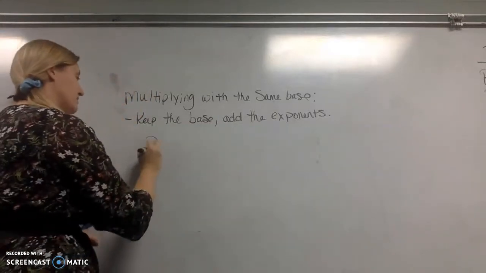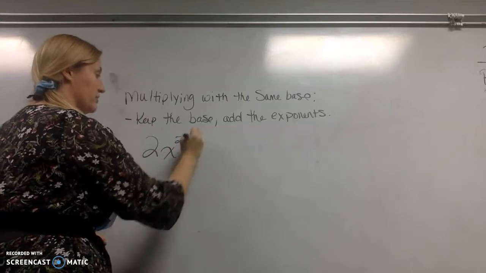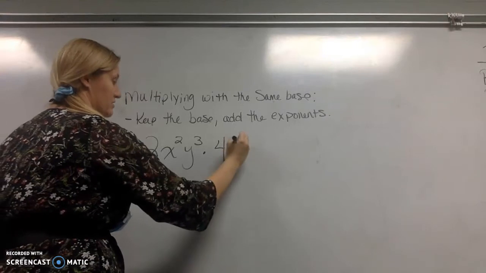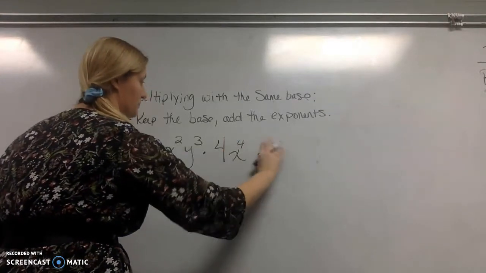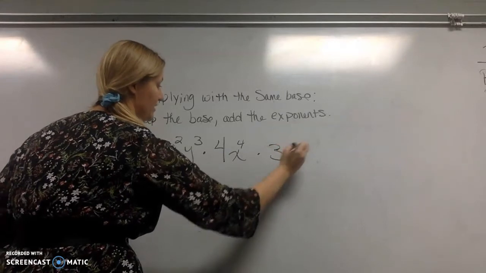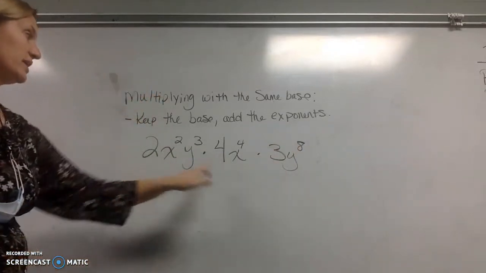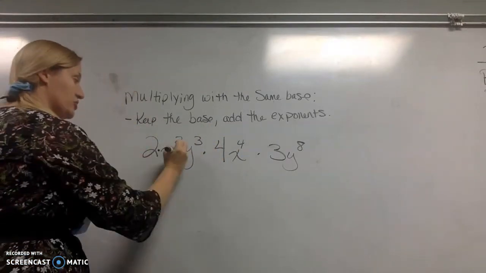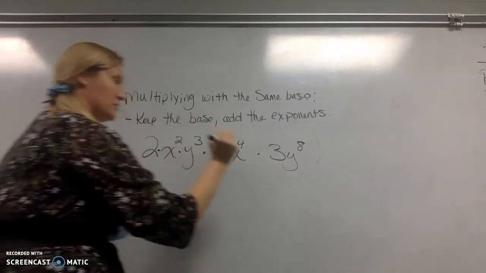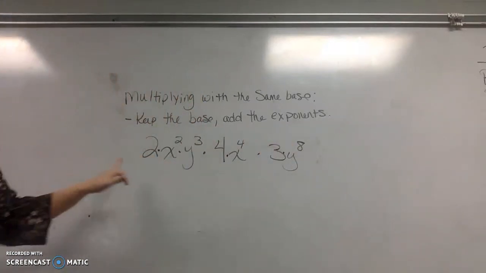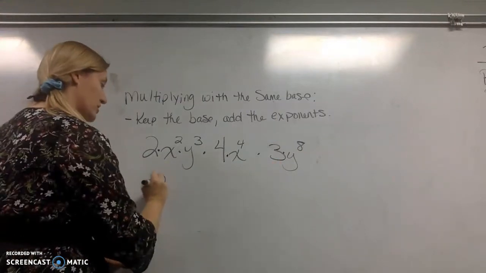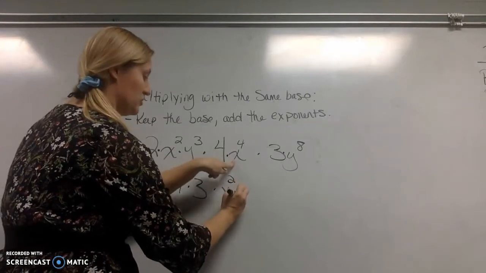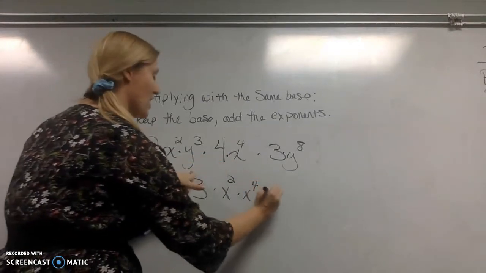If I were to have 2x squared y to the third times 4x to the fourth times 3y to the eighth. Okay, so again, this looks more difficult, but really it's not. This is multiplication, that's multiplication, that's multiplication, and that's multiplication. So now if I rewrite it, I'm going to put all my coefficients together. 2 times 4 times 3. Then I can put my x's together, x squared and x to the fourth, and then I can put my y's together.